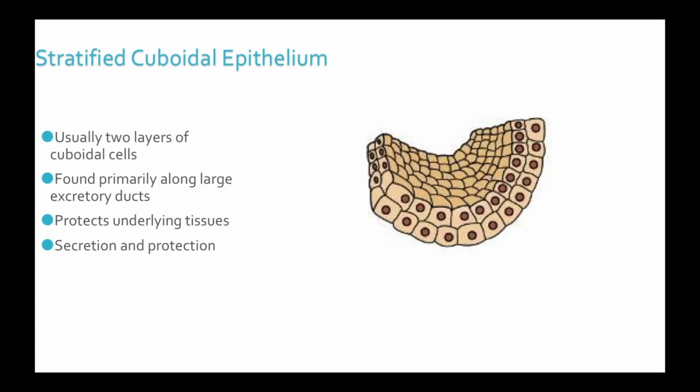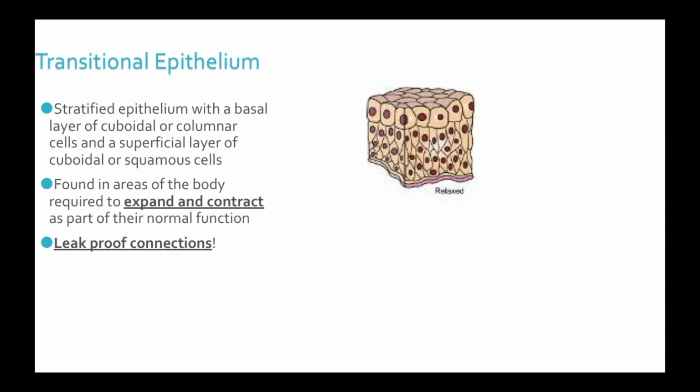Stratified cuboidal epithelium, usually 2 layers of cuboidal cells, primarily found along large excretory ducts. They protect underlying tissues, and they're beneficial in secretion and protection. So I'll go into the next one.